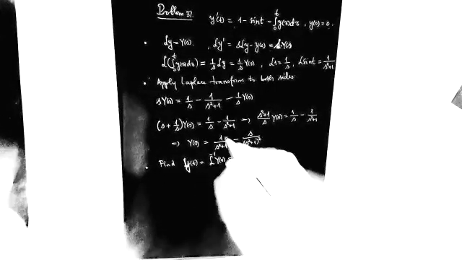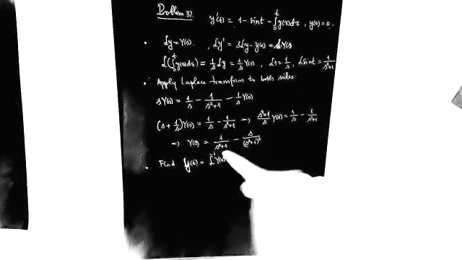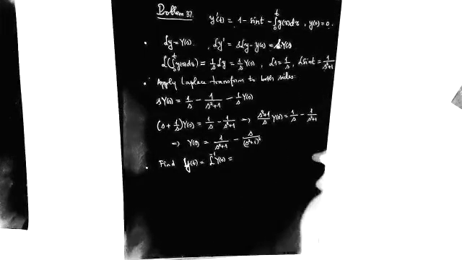And now find y of t as the inverse Laplace transform of Y of s. In this case, it's this function plus that one. The inverse Laplace transform of this, that's what you have here. So this is sine t minus, and now this one.